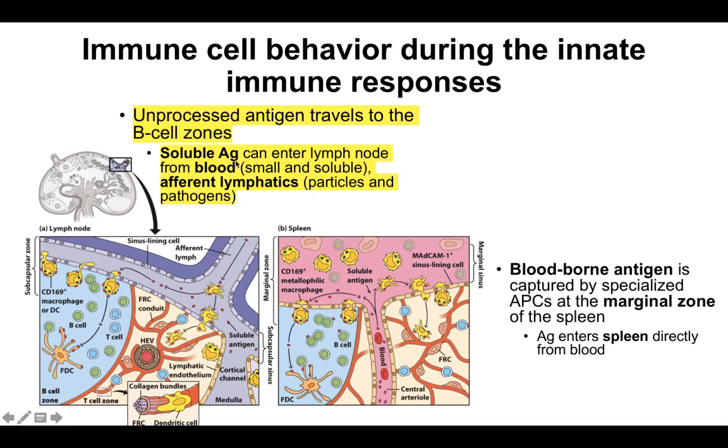Exogenous antigen or soluble antigen can also get into the lymph node from blood, and the afferent lymphatics as well. And then they tend to go to the B cell follicle location. So macrophages there will take them up and bring them in to the B cell follicle.